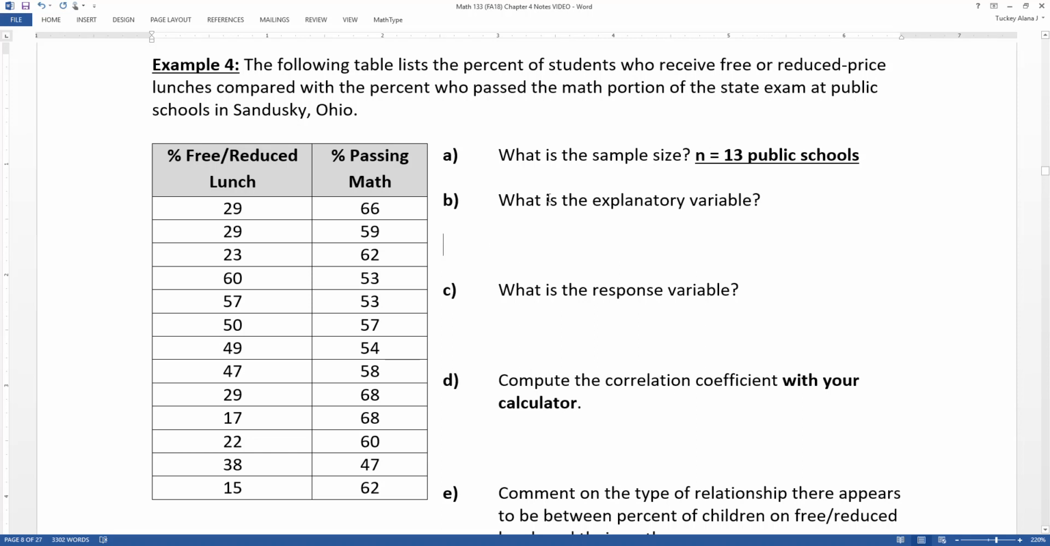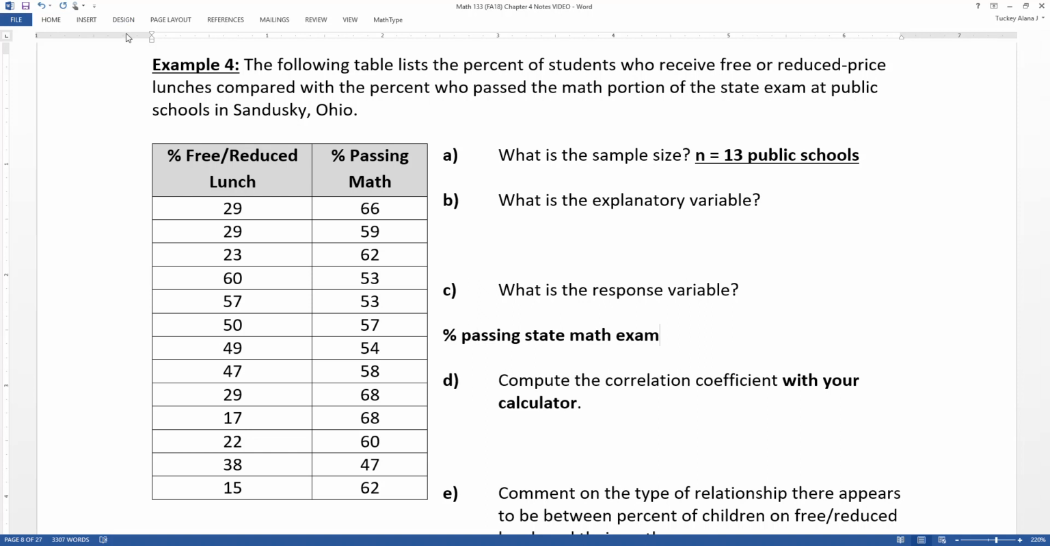All right, what is the explanatory variable and the response variable? Well, the explanatory variable is the one that we are trying to see whether it has an effect on the response variable. The response variable, in other words, is the one we're trying to see if it responds to something. You can imagine that what they want to do is ask what makes it so that some students pass the math test and some students don't, and why some schools have higher rates than lower rates. So the percent passing the state math exam is the response variable.